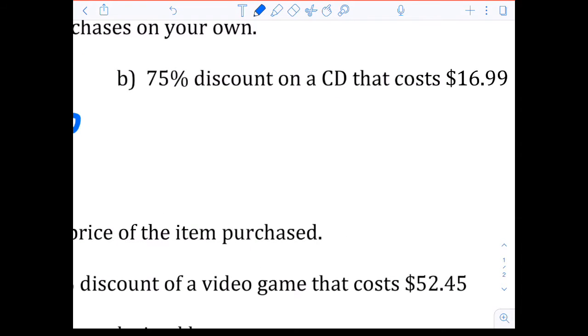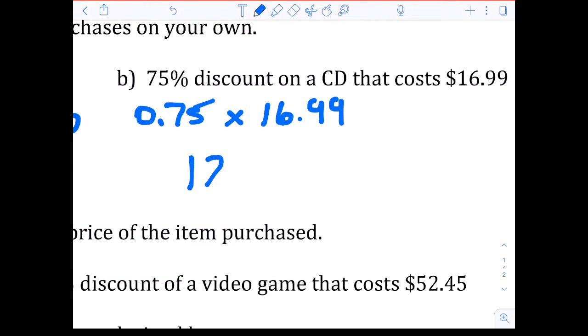We'll keep going. 75%. By now you're probably getting quick at doing the percentages. You know that's 0.75. And I want to multiply that by $16.99. So when I put that into my calculator, 0.75 multiplied by $16.99, we get this number. I saved $12.7425.